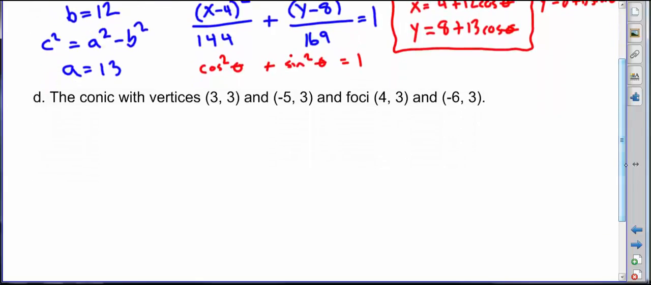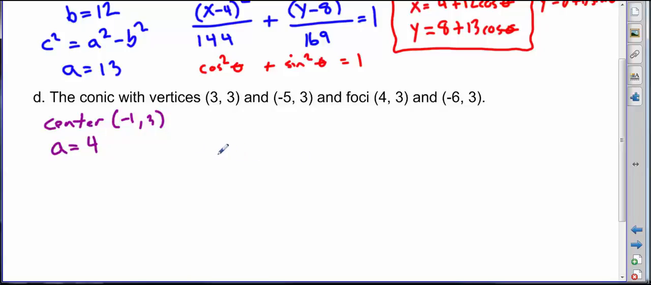Again, if you want to check these things, you know how. Just put them on the calculator and see what it shows you. All right, our last one. This time it doesn't tell us which conic it is, but it tells us that we have vertices and foci. Now, if we know the vertices are at (3, 3) and (−5, 3), we know that the center is at (−1, 3). We know that the a value here would have to be 4.